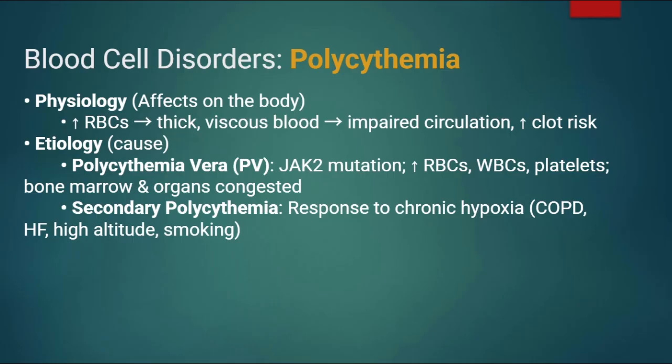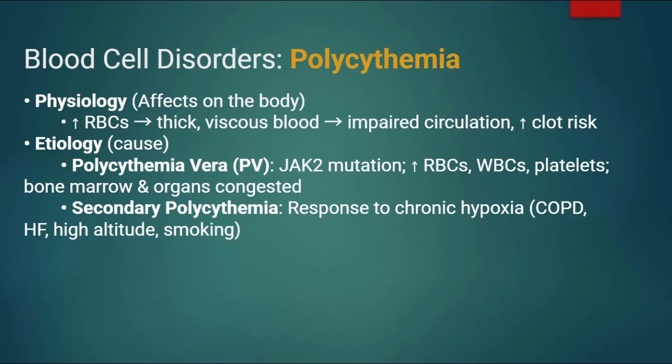Secondary polycythemia. This is not cancer, but rather a compensatory mechanism the body uses in response to chronic low oxygen, hypoxia. Causes include COPD, heart failure, living at high altitudes, and smoking. The body increases red blood cell production to try to carry more oxygen, but this also thickens the blood.